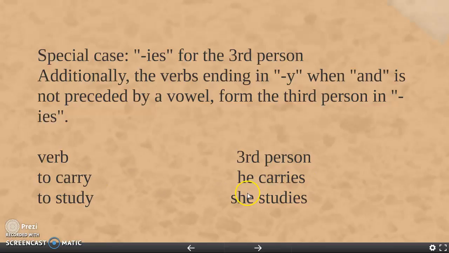To carry, he carries. Study. Study ends in Y. There is a consonant before, so the third person singular adds IES. Studies. To study, she studies.